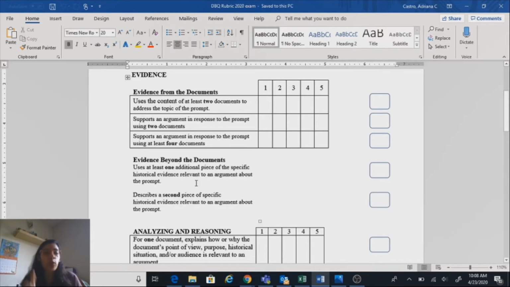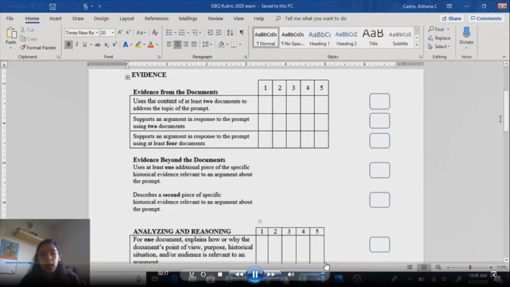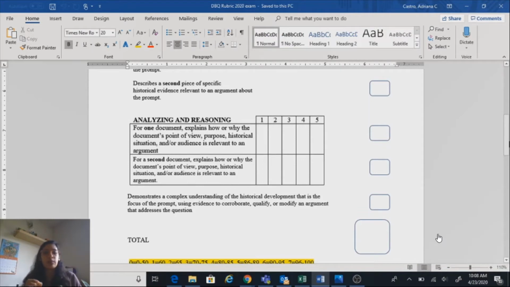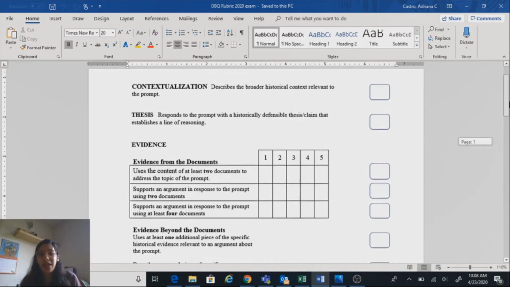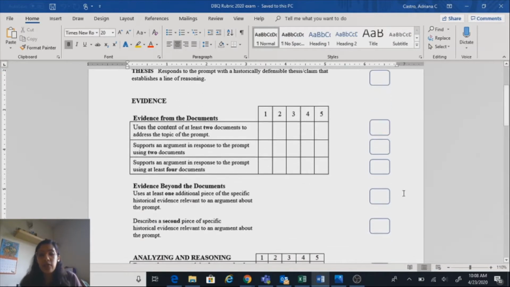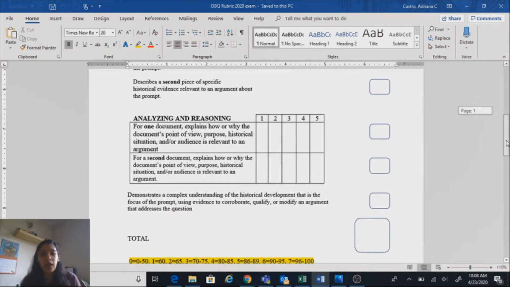Then we're going to go to the analysis and reasoning. So far, if we hit everything, we have 7 points that we've earned.